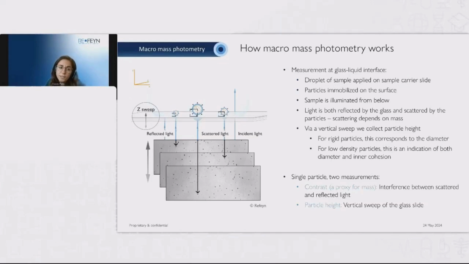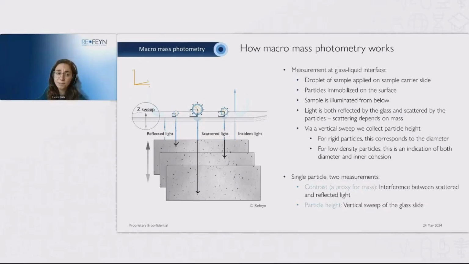We do that by sweeping through focus, meaning we are moving up and down this glass slide on top of the objective, and we again collect the vertical dimension of the particle on the slide. So this vertical dimension, this particle height, would correspond to the particle diameter if you have a rigid, spherical particle. However, if you have a particle which is non-rigid or non-spherical, this is only effectively the particle height per se, meaning that it is related to both the diameter but also the inner cohesion of the particle itself.